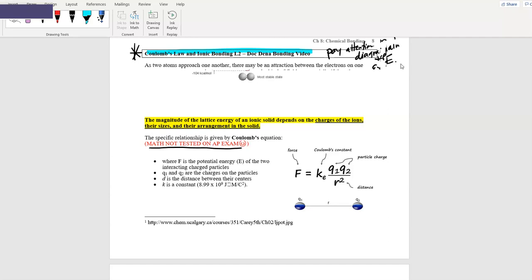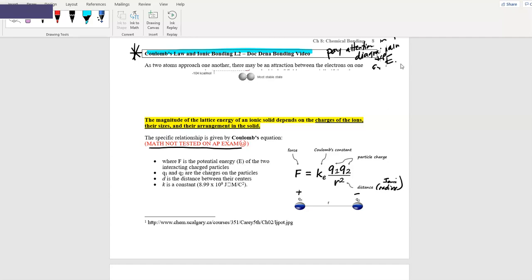But the point is this. It says Q1 and Q2 are the charges of the particle. One of them's positive, one of them's negative. Okay? K is Coulomb's constant. Don't need to memorize the number. And R is the radius. Okay? Radius squared. It's the distance. So we're talking about radius. Atomic, or actually ionic radius. Okay? And then F is that force. That force that is between those two particles.